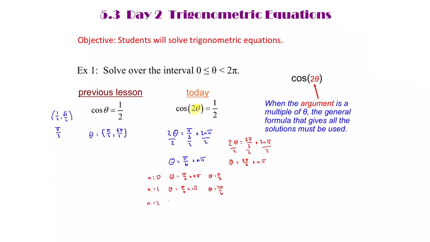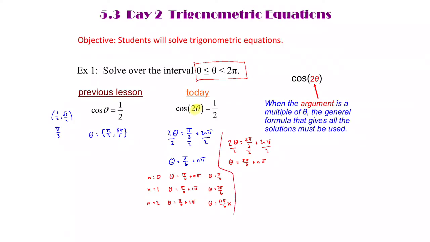If n is 2, then theta is equal to pi over 6 plus 2 pi. Well, now that's going to put us outside that value that we need between 0 and 2 pi. Not that it's not a solution, it's just not over the interval from 0 to 2 pi. So in this case, theta would be equal to 13 pi over 6. But we don't want that one because it's not within 0 to 2 pi.